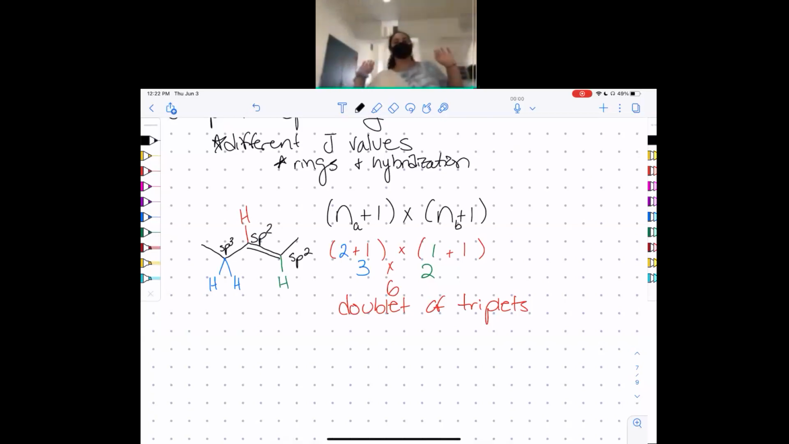So now we have different J values. So the J value between this and this will be much different than this and this. And so, just to make this math easier, I'm going to give you an arbitrary J value. This is not necessarily the right J value. You guys don't need to know what these actual J values would be, but for simplicity purposes, I'm going to say this is 10 and this is 5.